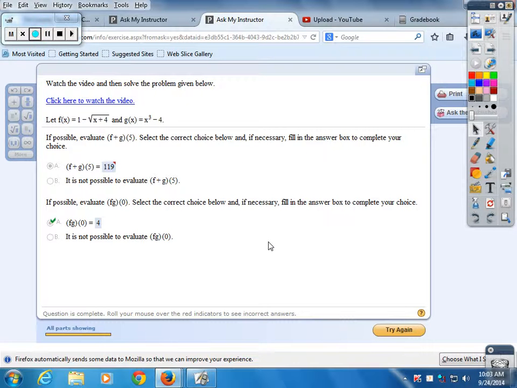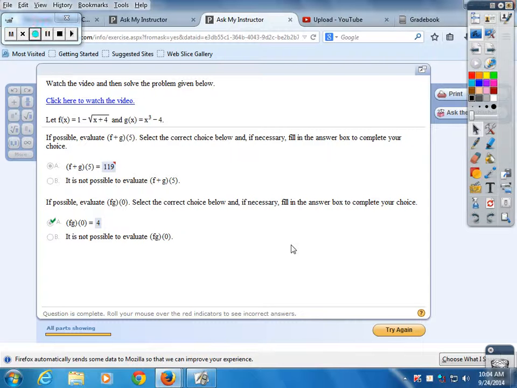It says f of x is equal to 1 minus the square root of x plus 4, and g of x is equal to x cubed minus 4. If possible, evaluate f plus g of 5. Select the correct choice.